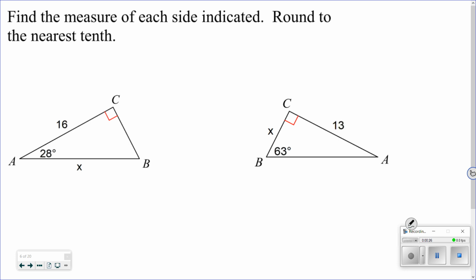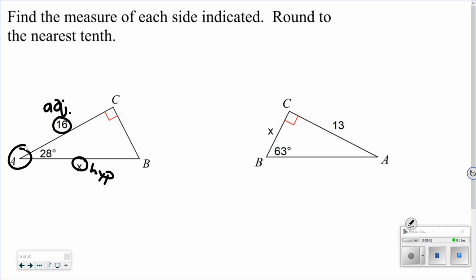Okay, to solve this first triangle, start with the angle that you know. I know angle A, it's 28 degrees. I want to find out what x is. That is the hypotenuse. And I know what 16 is. That's the adjacent side. So now I've got to figure out the right trig ratio to set up.